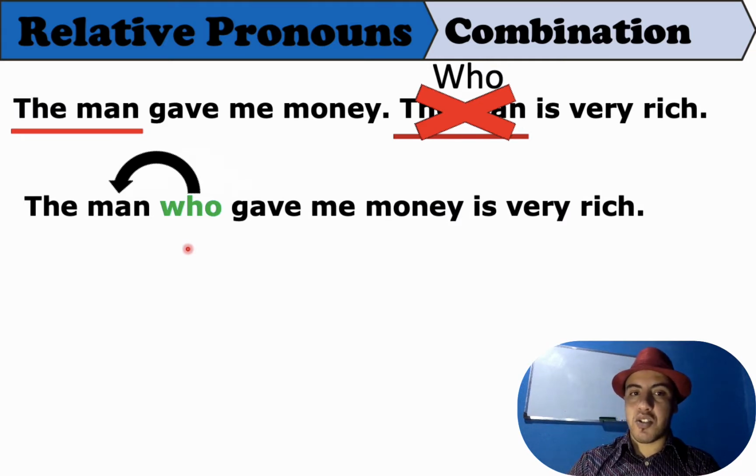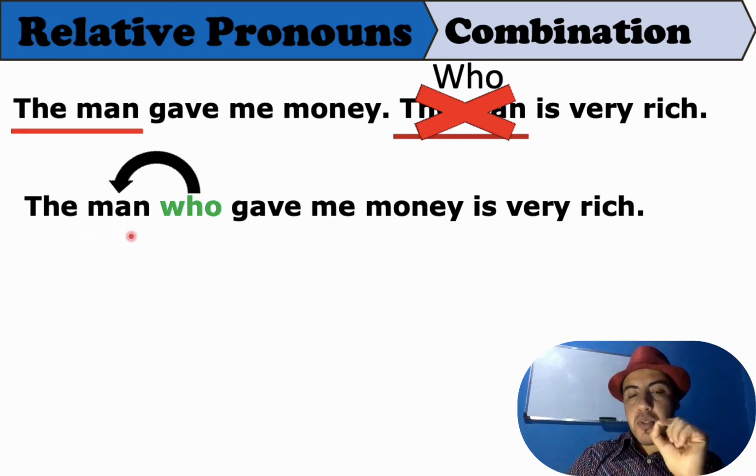Good. So how many sentences do we have now? We have only one sentence. And what is the relative pronoun that we have? It is who. And what does who refer to? Please look here that who refers back to the man. What is the man? The man is who. And who is the man?